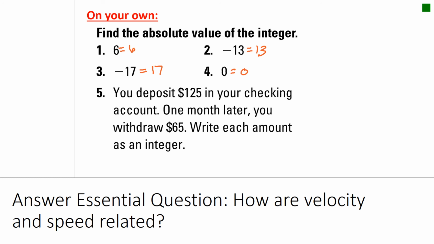5, you deposit $125 into your checking account. 1 month later, you withdraw 65. Write each amount as an integer. So you deposit 125. That's going to be a positive 125. And then you take away 65. There we go. So 125 and then -65 because you took away that 65.